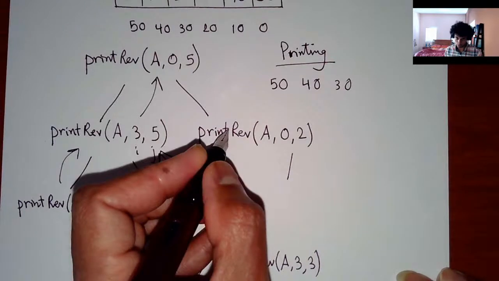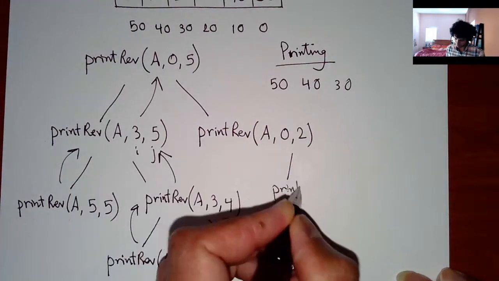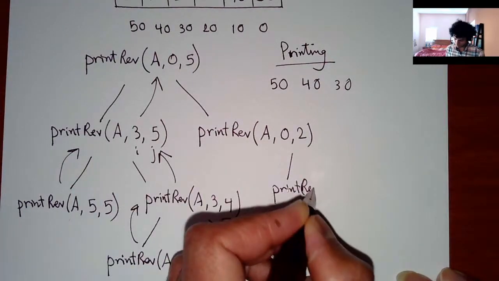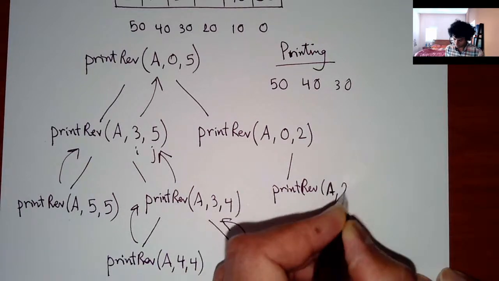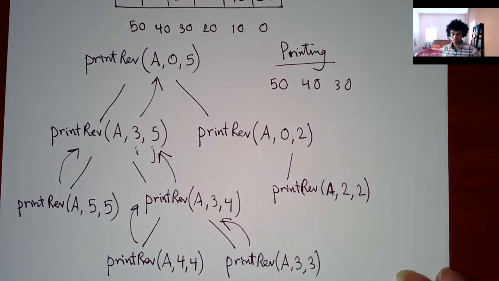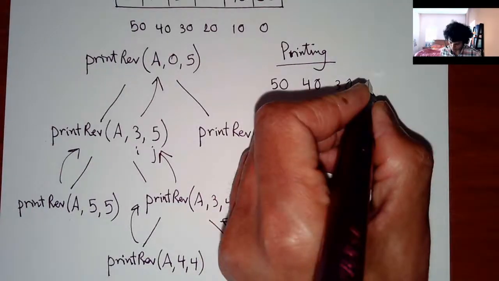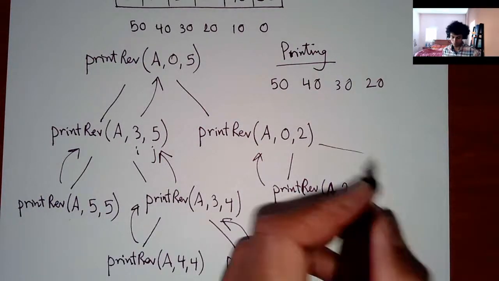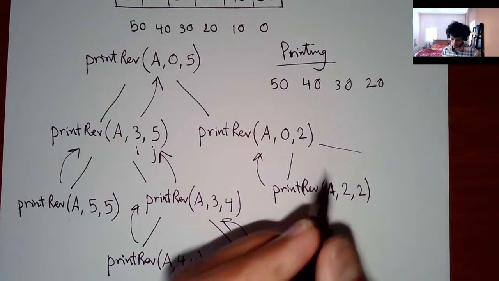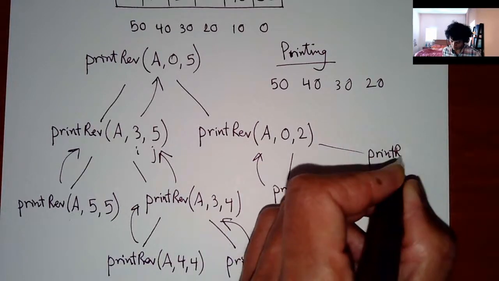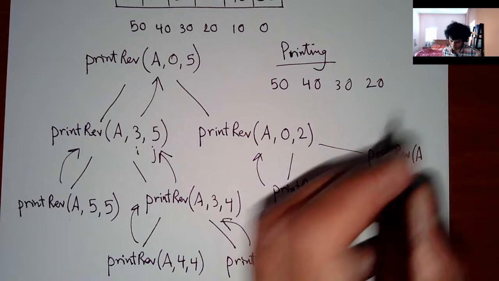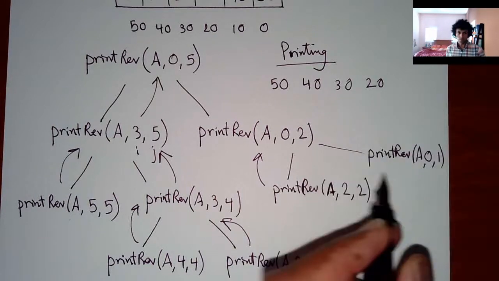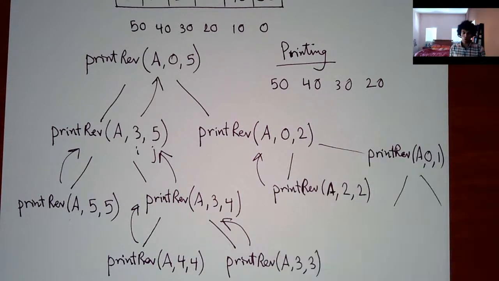So now it's going to go down here. So print reverse of a 2, 2. Right? Because 2 plus 0 is 2, divided by 2 is 1, plus 1. That is now going to print 20. It's going to go back. And then there are going to be two more recursive calls here. So this is going to be print reverse a 0, 1. And this will make two more calls. And eventually you'll see that it's just going to print the output.